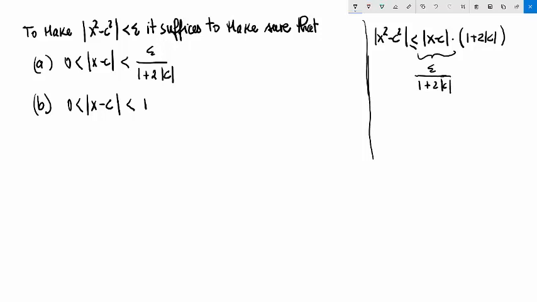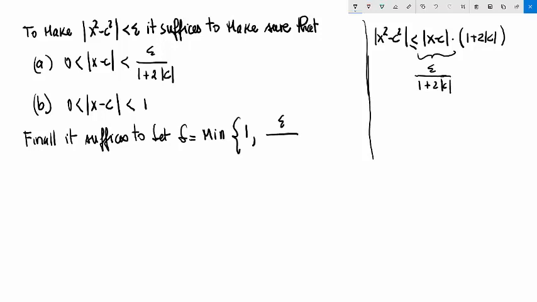So finally, to make all of this work, it suffices to let delta be the minimum of 1 and epsilon over 2 times the absolute value of c plus 1. If we choose our delta satisfying these conditions, then a and b will be satisfied, and we'll be able to repeat all the calculations that we've done previously to get the desired result. So let's make this happen. Okay, so let's write our formal proof. All right, formal proof.